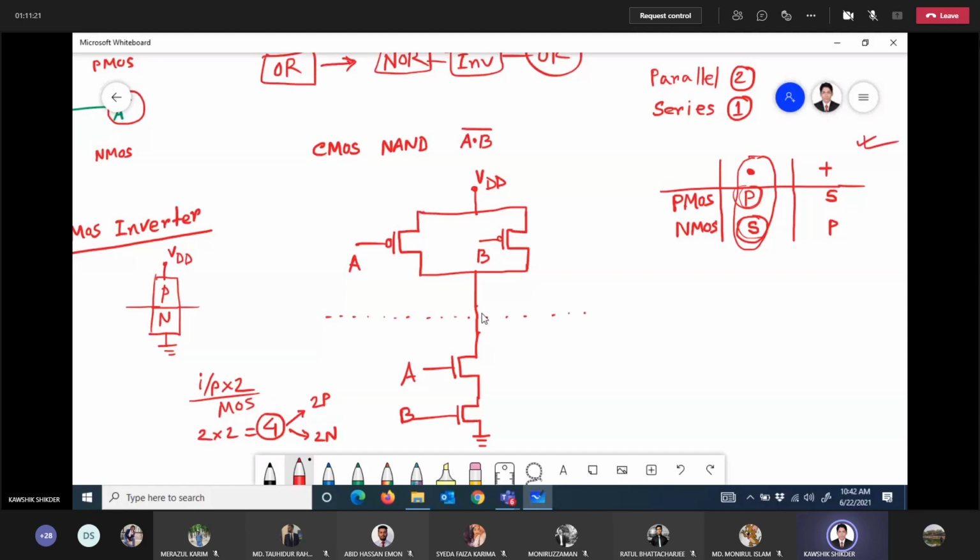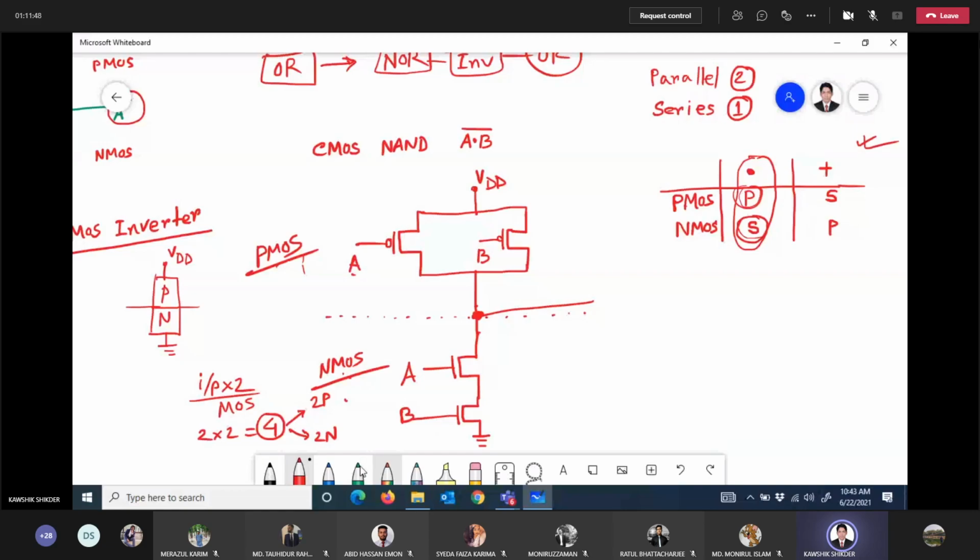Any confusion? No, sir. The upper portion is PMOS, so 2 PMOSFETs are required for A and B. This one is NMOS. PMOS, NMOS. Can you identify the terminals? Yes, gate, drain, source, sir. Can you identify? Yes, sir.